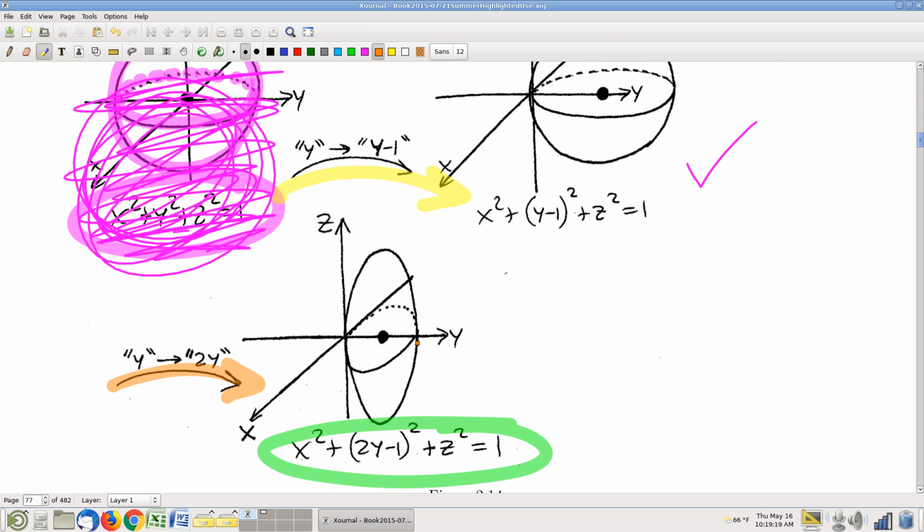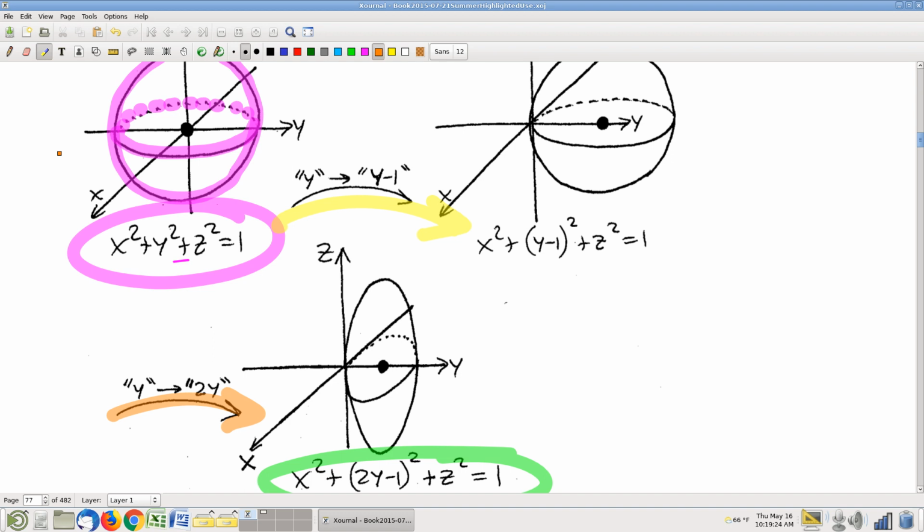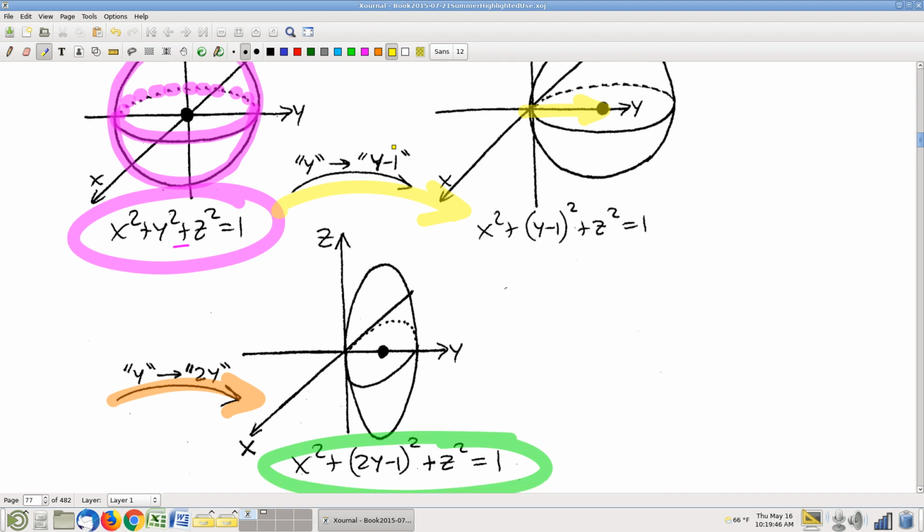Now let's think it through geometrically from these steps. This first step here is going to shift in the positive y direction because it's a minus 1. Shift in the positive y direction by a distance of 1, like so. Right, and then this replaces y with 2y. That's going to squish in the y direction by a factor of 2.